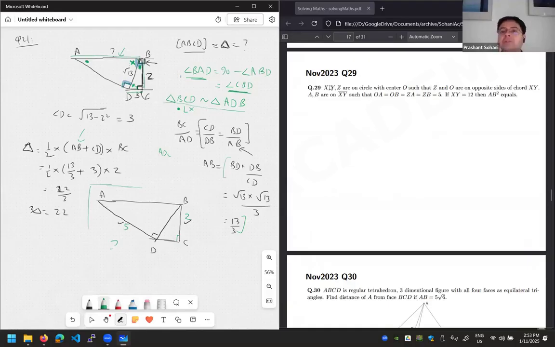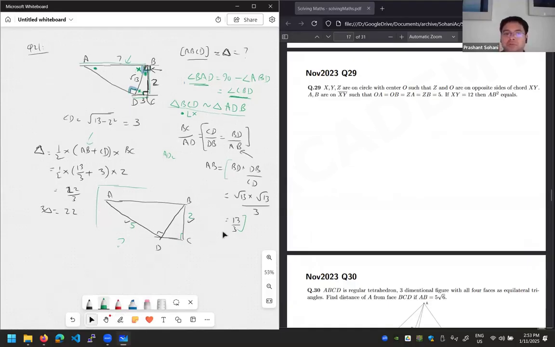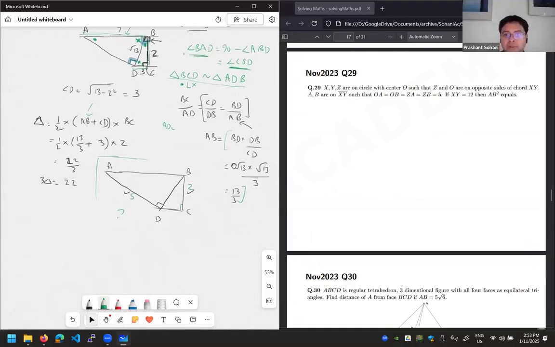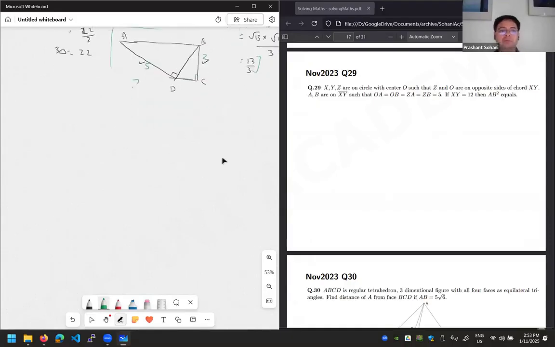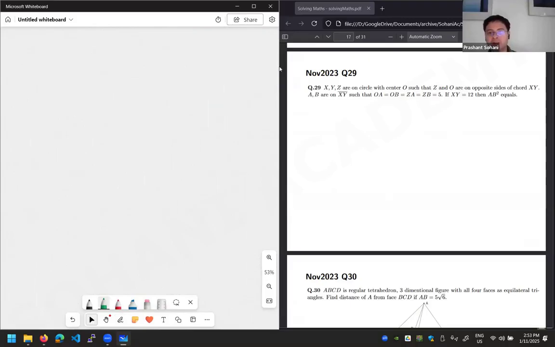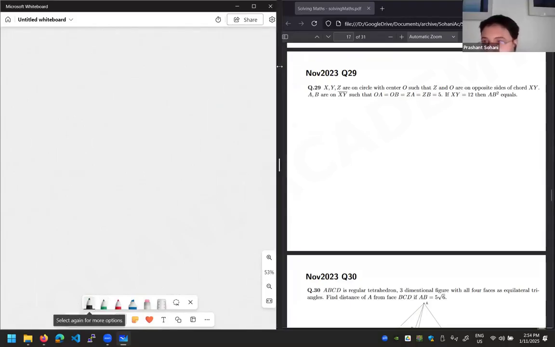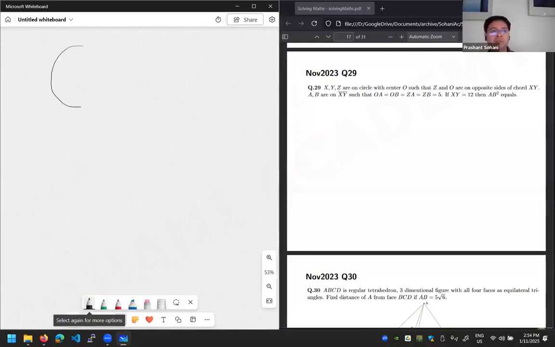Okay, so what is given? So again, there is some information given, but don't be in a rush to draw the diagram. See, what is given? X, Y, Z are on a circle with center O, such that Z and O are on the opposite sides of chord XY. So as a first attempt to draw a very rough diagram, you might want to draw something like this, that O and Z are on the opposite sides of the chord XY.